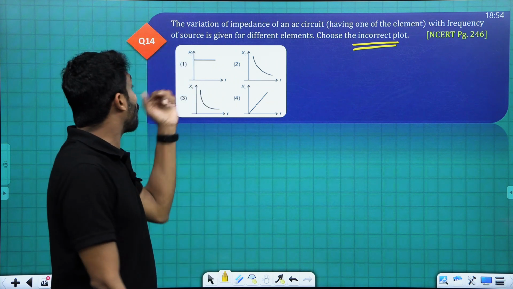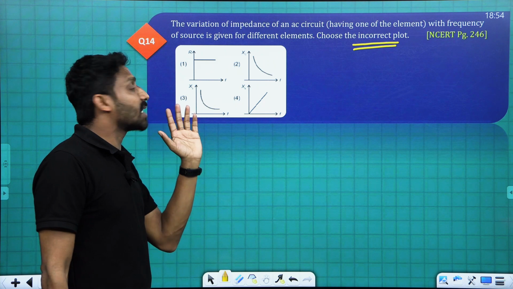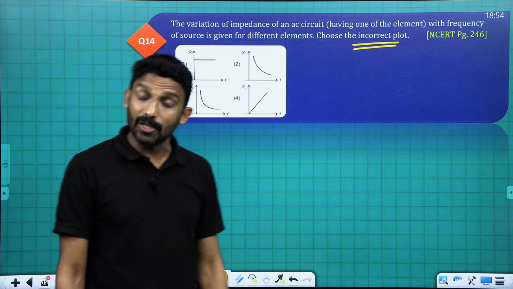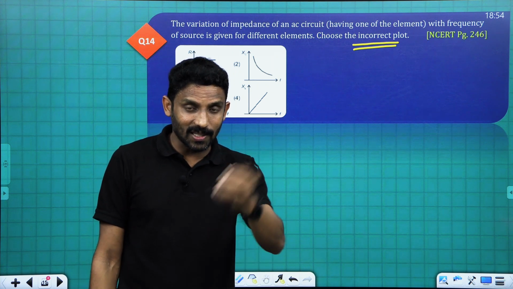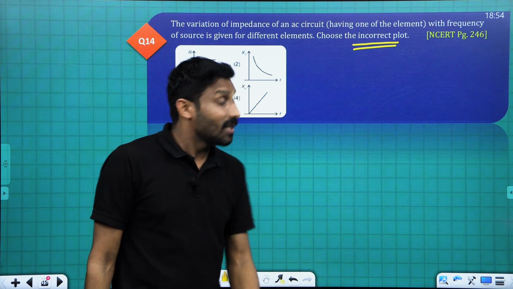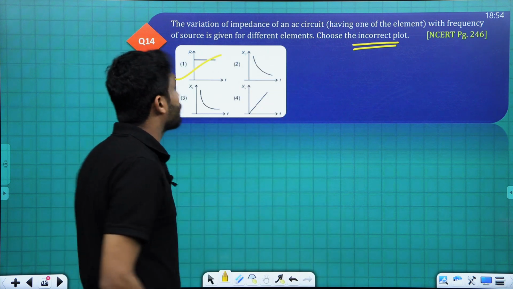Okay. In the case of the first graph, resistor becomes a constant. It is not varying according to frequency. That is definitely true. Resistance is not depending upon the value of frequency. This graph is correct. Yes.